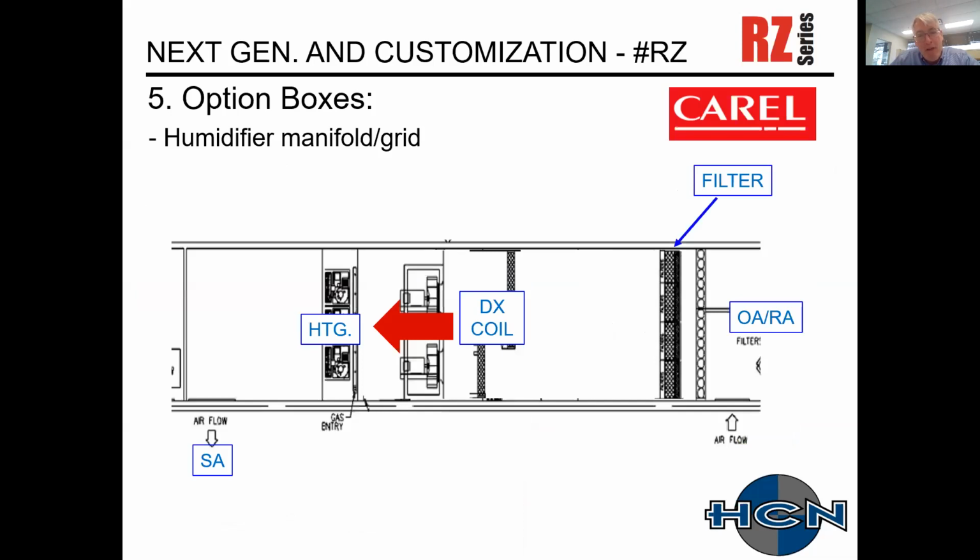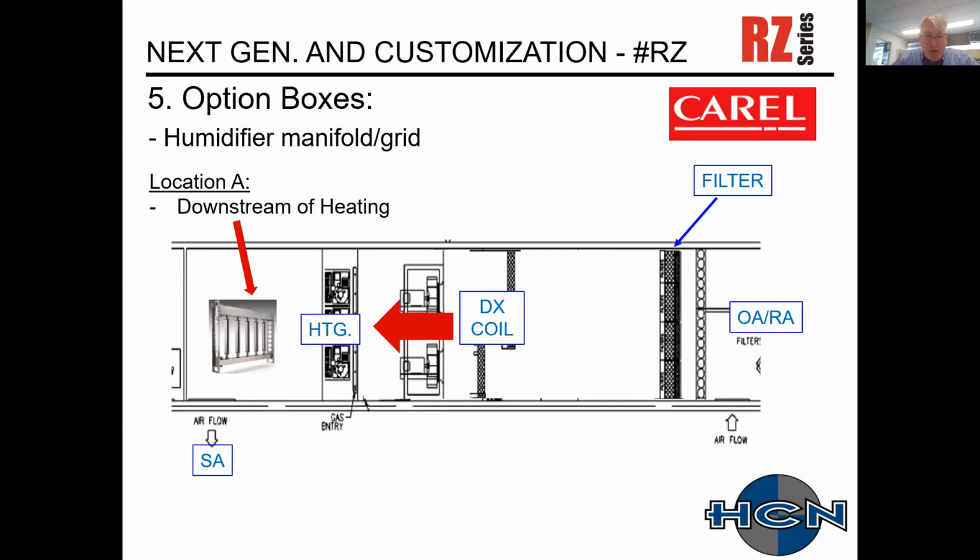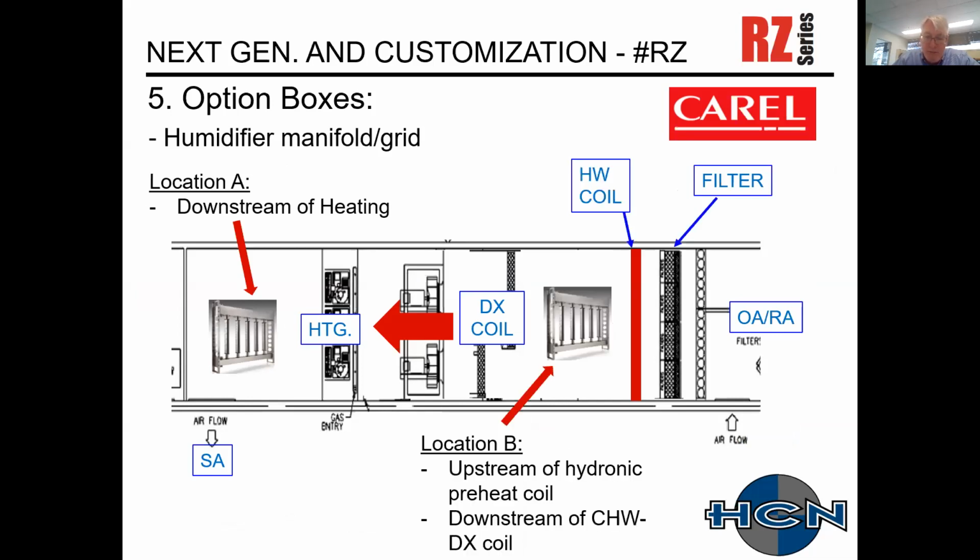All right. So our manifold, let's talk about where these can be located. This is a cutaway view of the rooftop unit. From left to right, you have your supply air, a gas heater, your fan, and a DX coil. On your inlet, you have your outside air and return air connections, as well as your filter. Location A can be downstream of your heating coil here, and then location B could be upstream of a hydronic preheat coil.